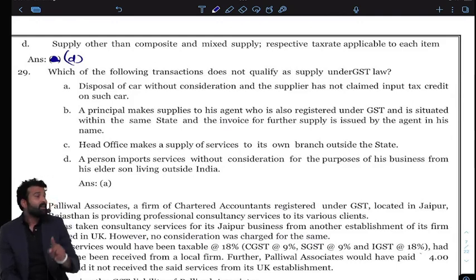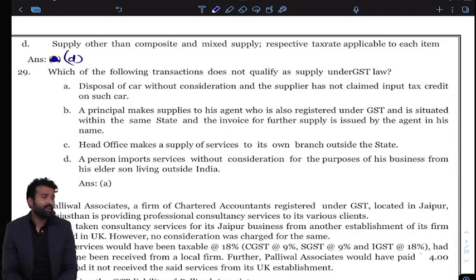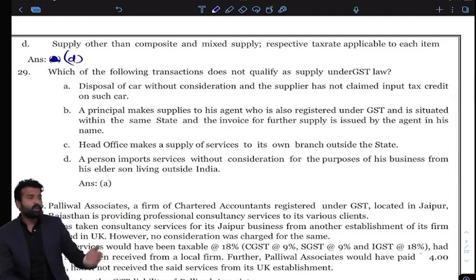You know why? Because it is supply without consideration, and in Schedule 1 we have clearly discussed that disposal of capital goods without consideration is taxable only when the ITC is claimed. The purpose is to reverse the ITC only. So if on capital goods we have not claimed any ITC, then there is no question that you are required to pay the tax when you are disposing of the car.